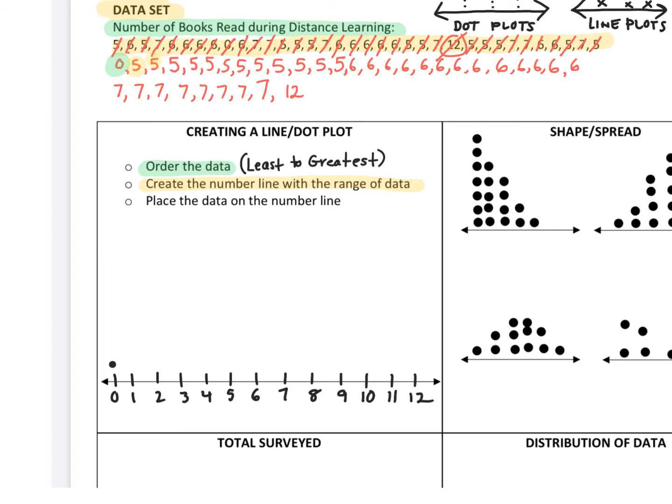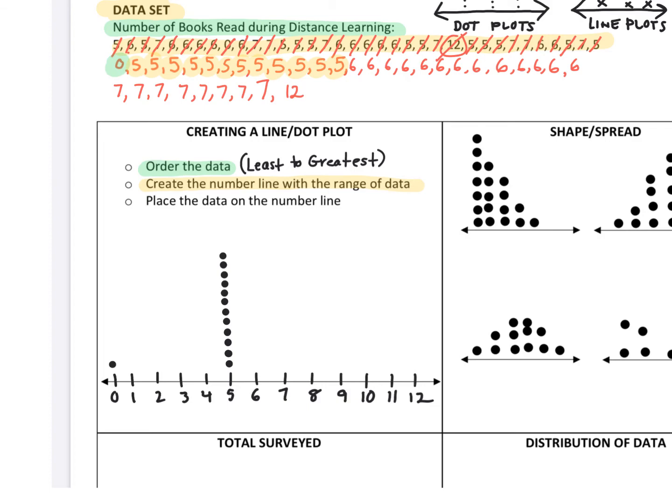Let's count how many 5s we have. I have 1, 2, 3, 4, 5, 6, 7, 8, 9, 10, 11, 12. I have 12 of them. So I have to put 12 dots on 5. So I go to 5 and I'm going to say I have 12 of them. 1, 2, 3, 4, 5, 6, 7, 8, 9, 10, 11, 12. Okay, let's do another one.